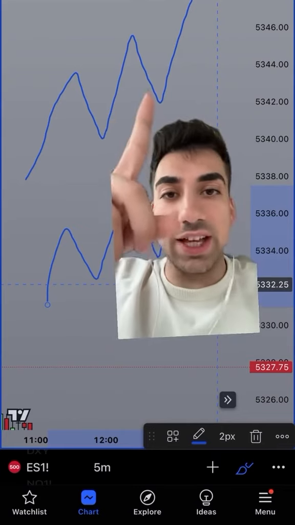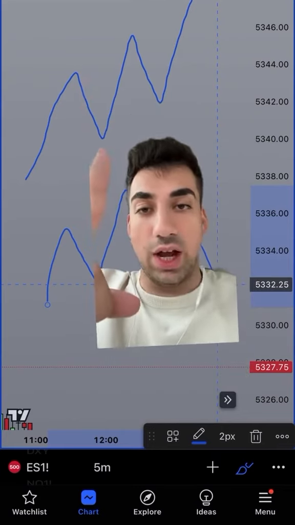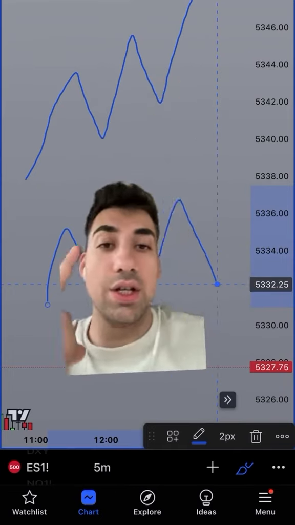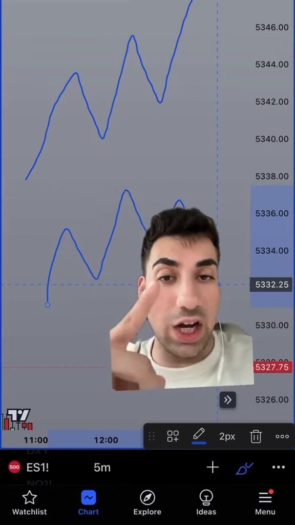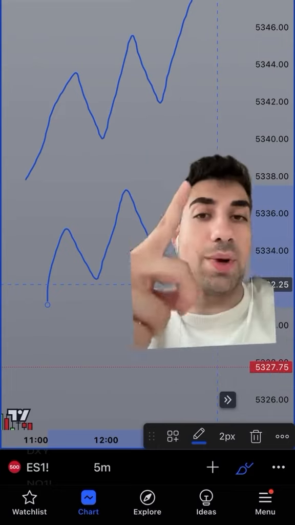Imagine this is ES up here and this is NQ right down here. You have a high, higher low, higher high, higher low, and then a higher high. Now NQ will have a higher high, higher low, higher high, higher low, then a lower high. Did you see how ES broke that high, but NQ did not?